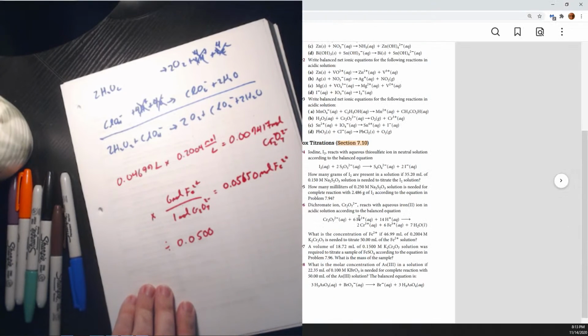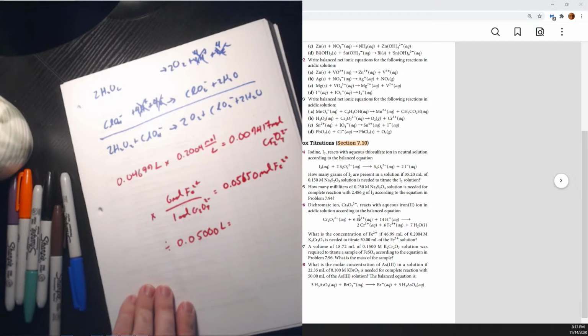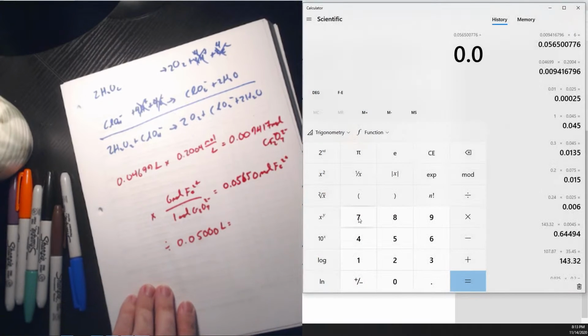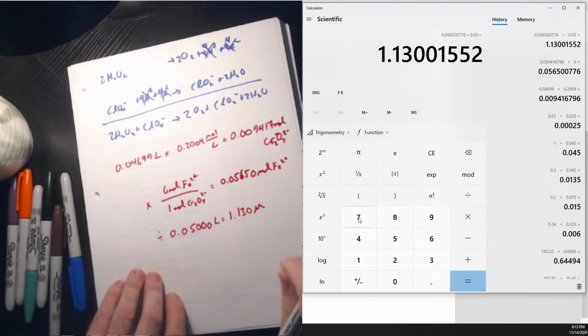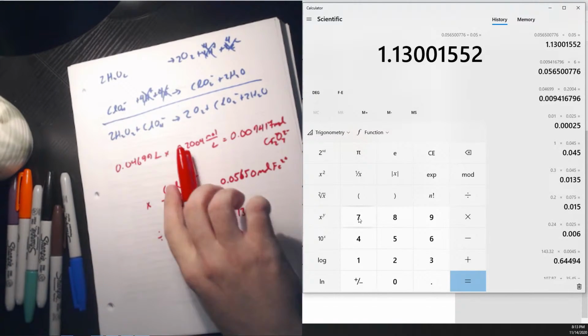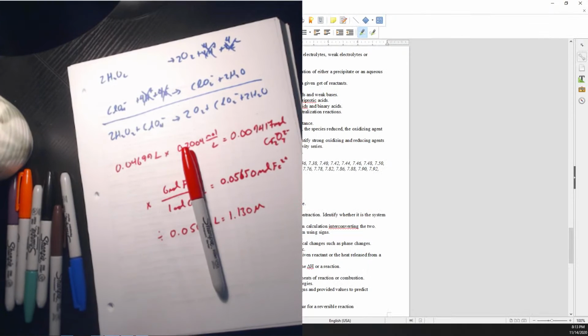Oops. 0.0500 liters is 1.130 molar. Okay, so that was 92, 96.